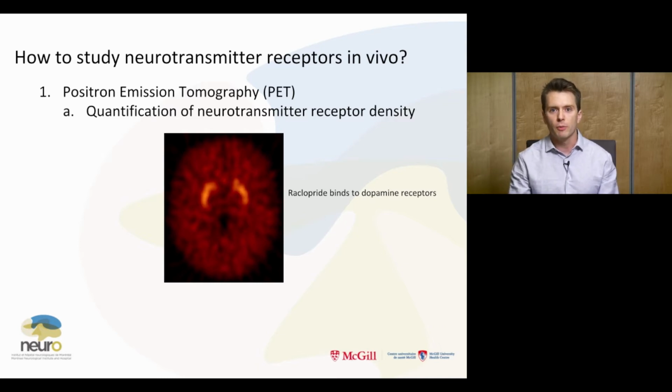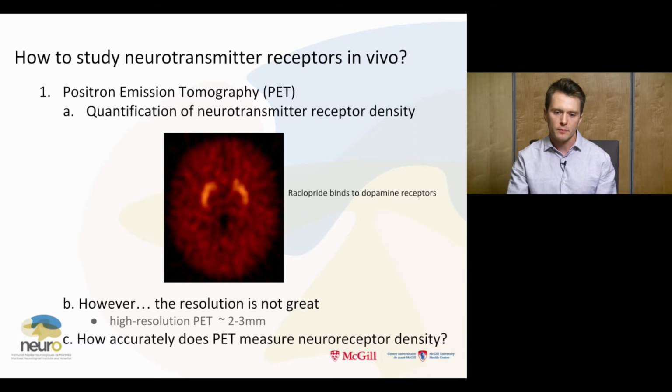The main brain imaging modality to do this, and in fact really the only one that can do this, is positron emission tomography, or PET for short. PET is really cool because it lets you quantify neurotransmitter receptor distributions in living subjects. The downside, however, is that the resolution of PET is not great.